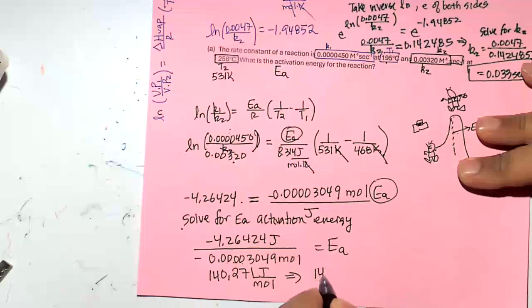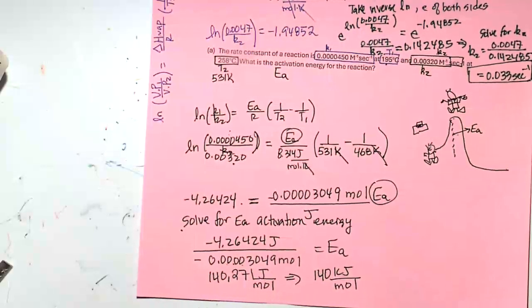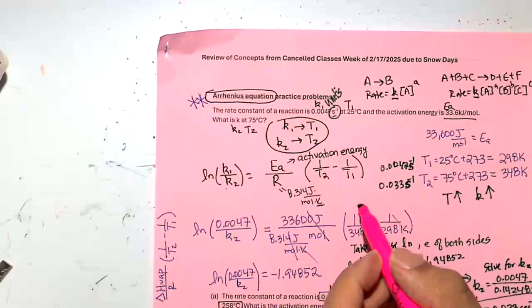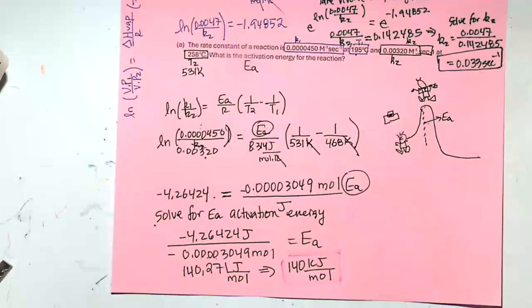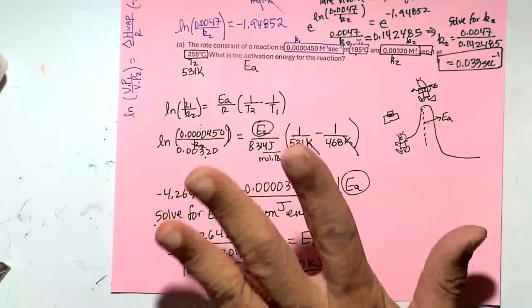You can also put on the exam 140 kilojoules per mole. Okay, both are right. So make sure you know how to do this on a calculator, especially the first part, but if you know how to do this part also, it's extra gravy, it's good. Okay, so the Arrhenius equation.